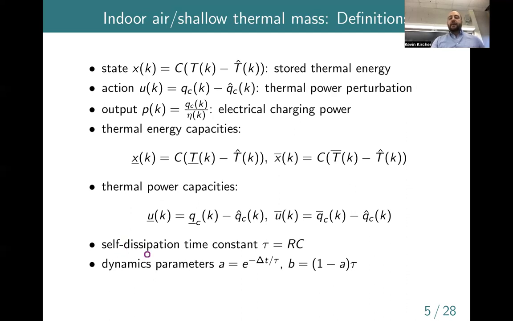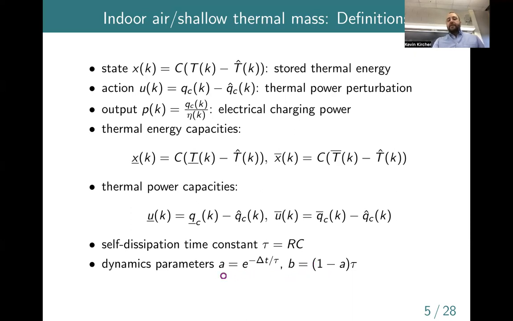And then we can define a time constant having to do with the self dissipation of the virtual battery that is the thermal mass, and that's R. So this is the overall thermal resistance connecting the indoor air to the boundary temperature, which can just be the outdoor temperature, or as we talked about, it can be a mixture between the outdoor temperature and the temperatures of the adjacent spaces. So it's R times C, where C is the thermal capacitance of the air and the other shallow mass. And then the dynamics parameters are defined exactly the same way as they were for the battery models.